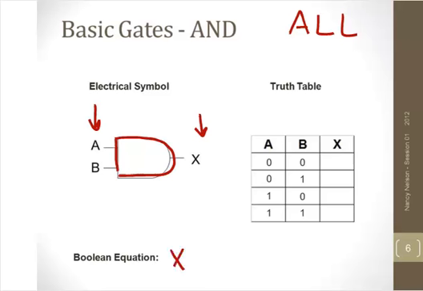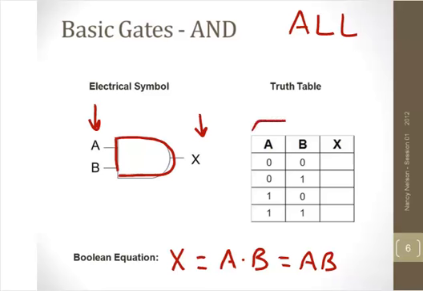Our equation has X on the left-hand side. It's equal to A and B. So here we can either use a dot like we would in multiplication, or we can omit that like we would in multiplication. Again, it's important to remember that we say A and B, not A times B.